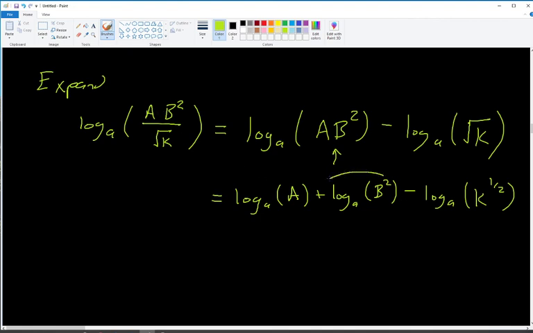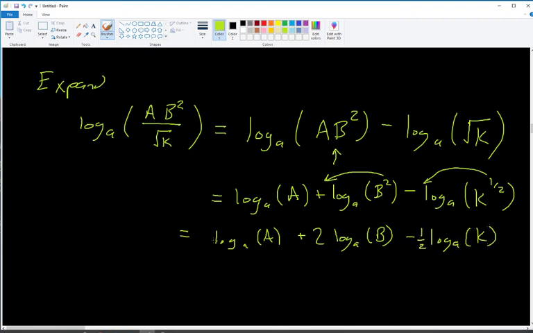The last thing is to push the powers out front. And we'll get log base a of a plus 2 log base a of b minus, the 1/2 gets pushed out front, 1/2 log base a of k. And this is our fully expanded form.